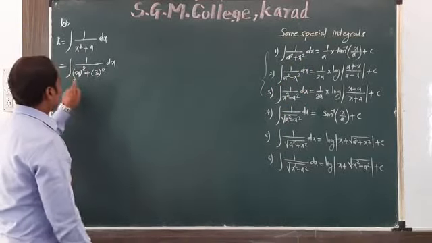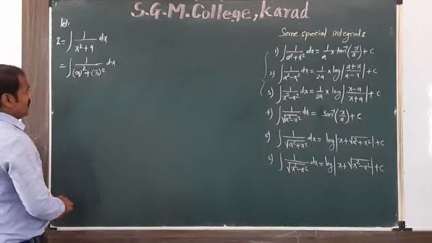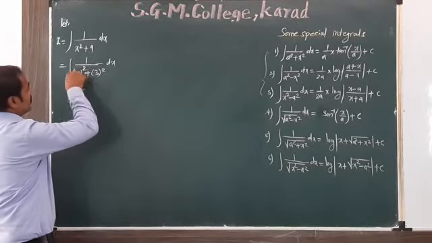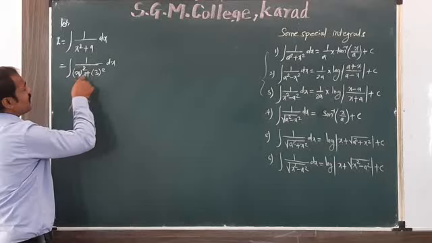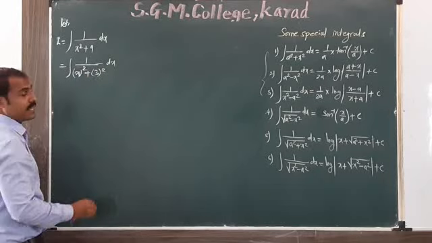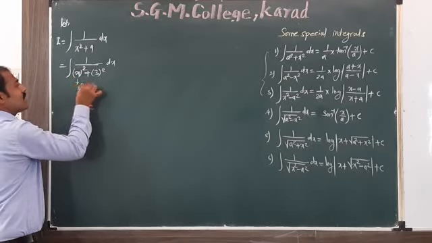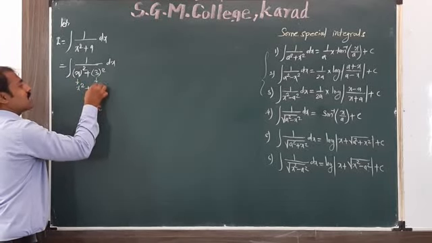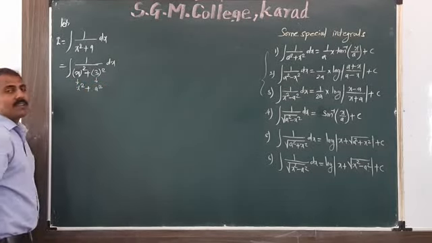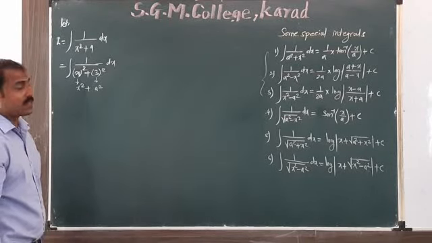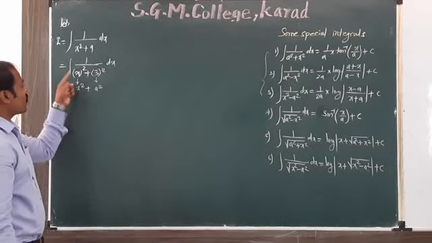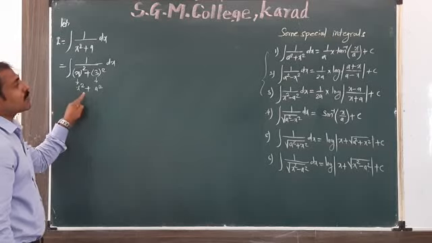Okay, so I can write this as 3 square. So it becomes integration of 1 upon x square plus 3 square dx. Here x is a variable, so it is x square, and 3 is a constant, so it is a square. So we have integration of 1 upon x square plus a square.